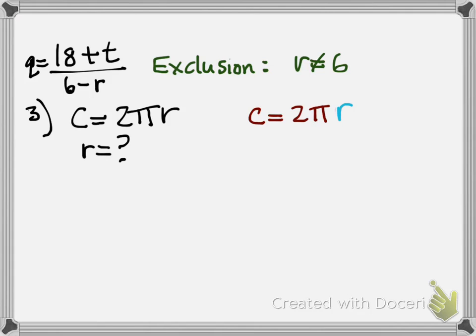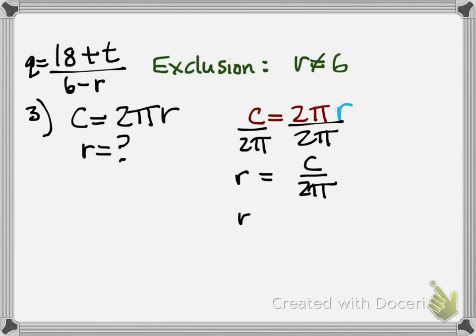What math is happening to the r? It's being multiplied. What is it being multiplied by? 2 and pi. So what I'm going to do is the inverse. I'm going to divide by the 2 and the pi. And I get the variable I need: r is equal to C divided by 2 pi.